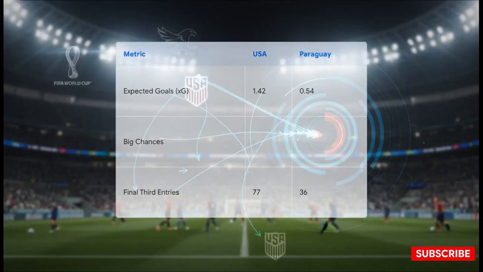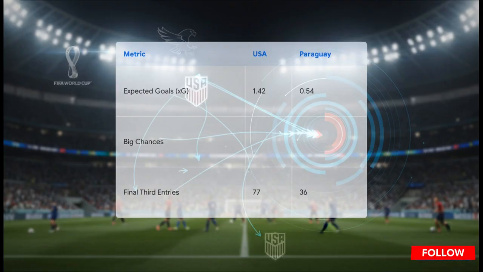Now, when we peek under the hood at the underlying data, the story gets even more compelling. The USA posted an expected goals of 1.42 compared to Paraguay's 0.54, and they created 4 big chances to Paraguay's 1. But honestly, the stat that absolutely jumps off the page, 77 final third entries compared to just 36 for the opposition. That is double.